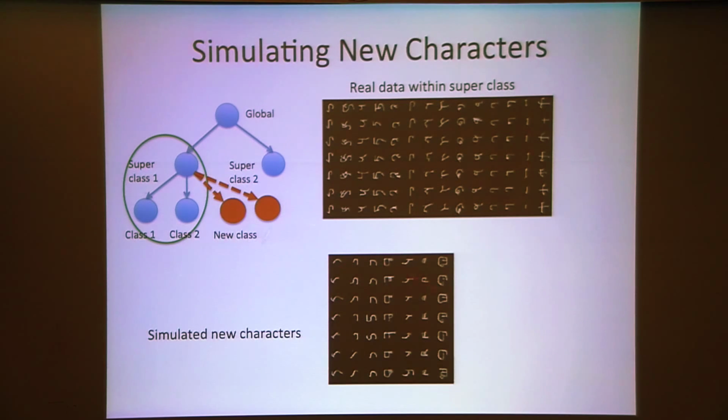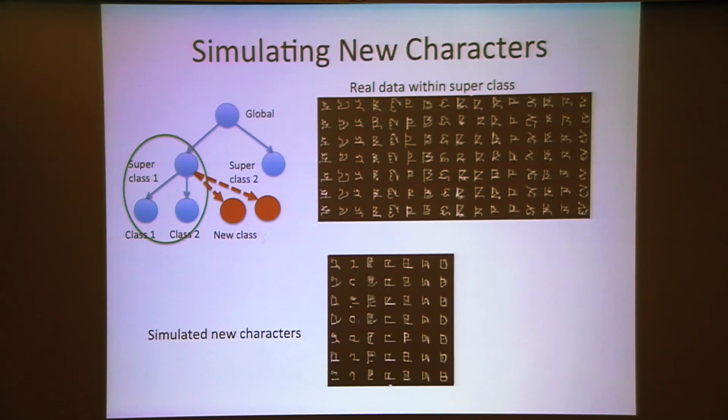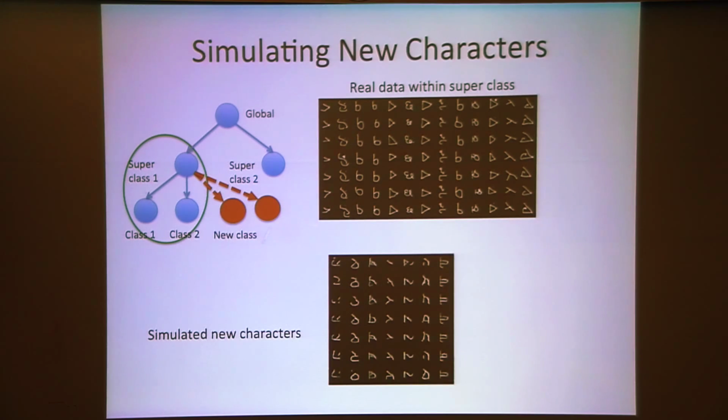So if you look at these characters, the structure of these characters is sort of similar to the real data that you see. But the interesting thing here is that if you look at the training data, there is nothing like that in the training data. So these are completely hallucinated characters that the model does generate.